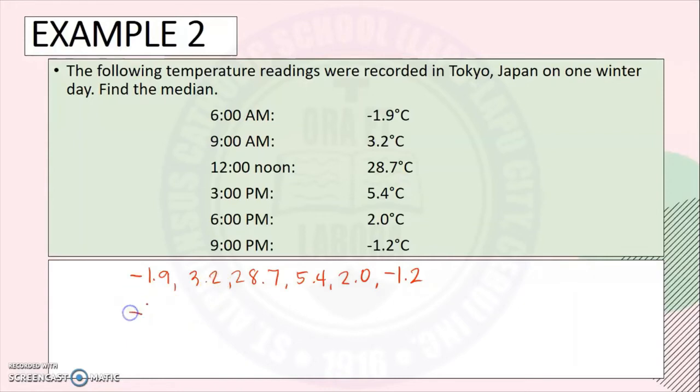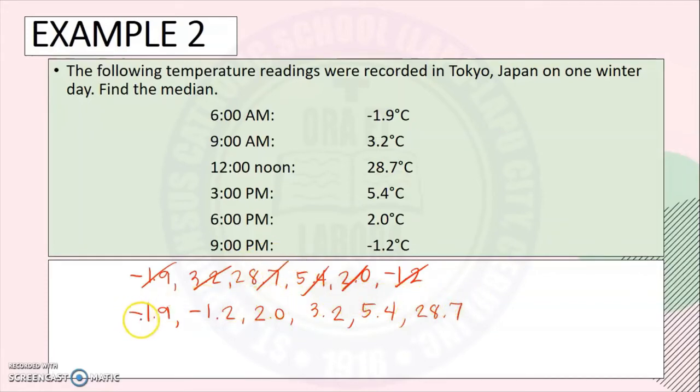So we have negative 1.9 followed by negative 1.2, followed by 2.0, next 3.2, next 5.4, and the last one is 28.7. We have arranged them in order already, so let's count 1, 2, 3, 4, 5, 6. So there are 6 temperature readings. Since there is an even number of values, there are 2 middle values. We have 2.0 and 3.2.